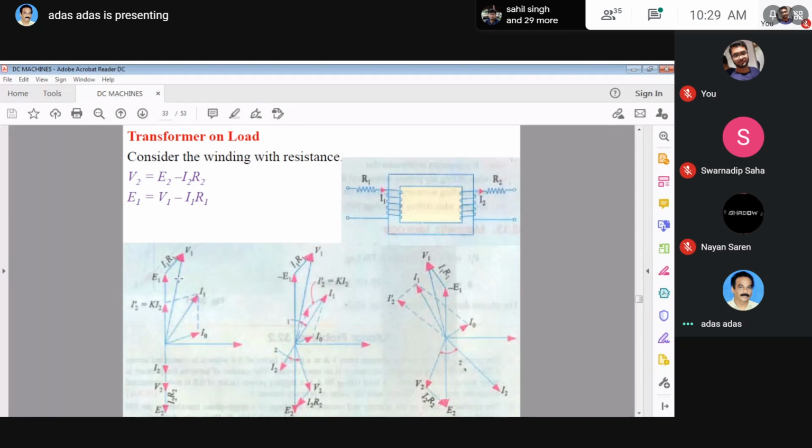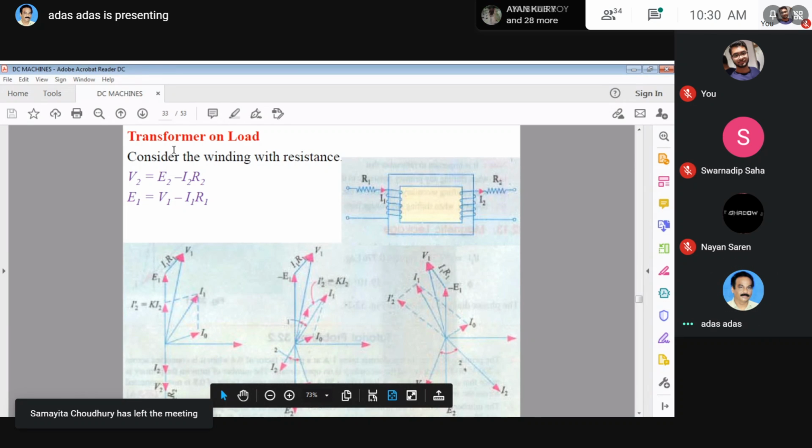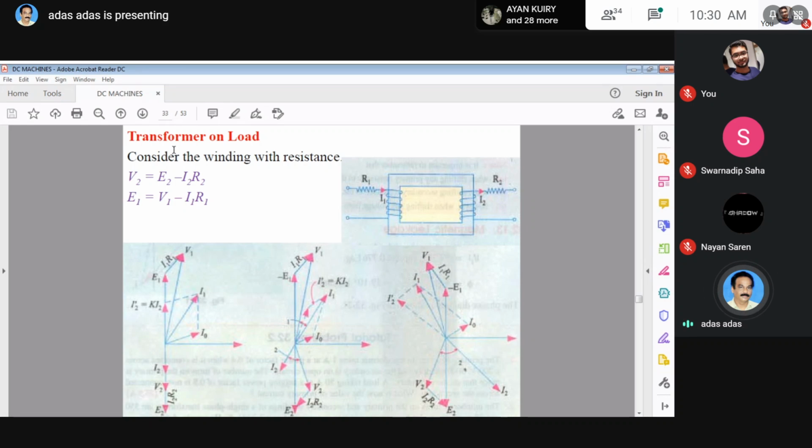Okay. And I think all are accessible to you. This is for lagging power factor load, and this is for leading power factor load. Since the transformer is on load, the load may be of three types: one may be resistive load, another inductive load, and capacitive load. And these are three phasor diagrams. This is for resistive load, that is power factor unity. This is for inductive load, power factor lagging, and this is for capacitive load, power factor leading. Here the current I1 lags V1. Here the current I1 leads V1.